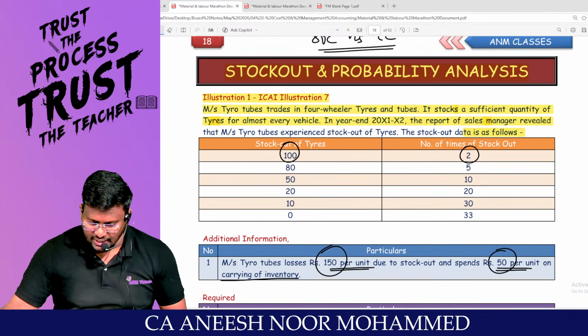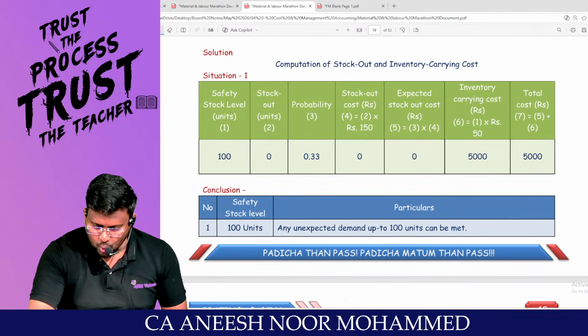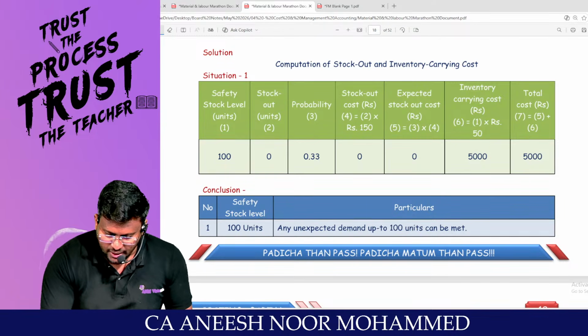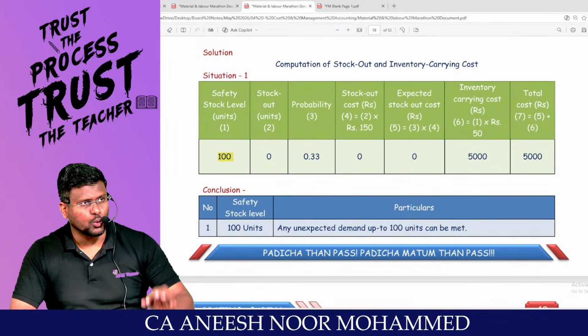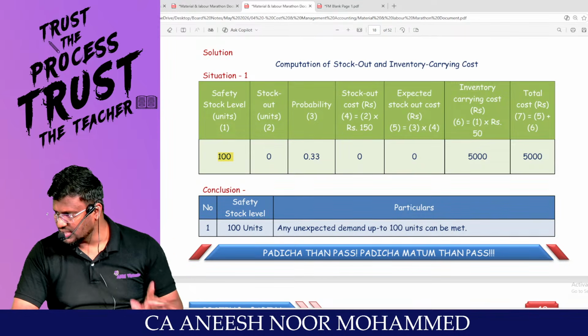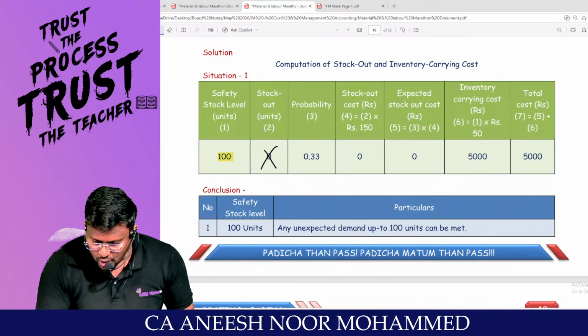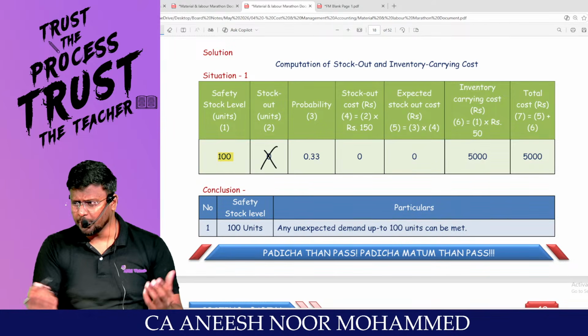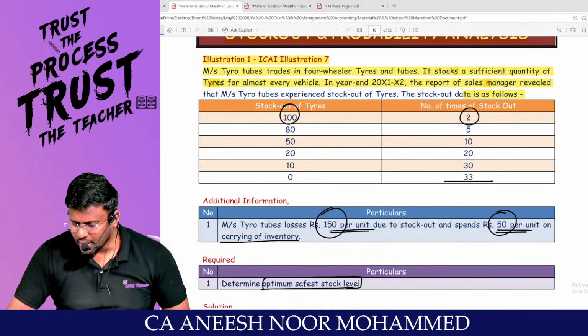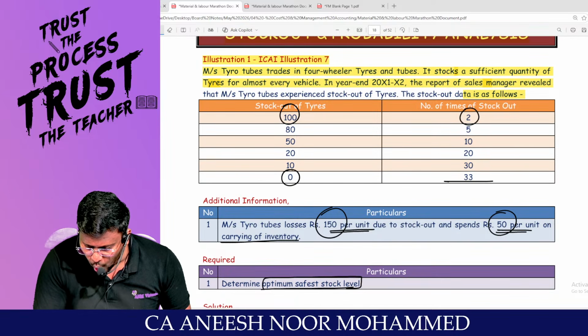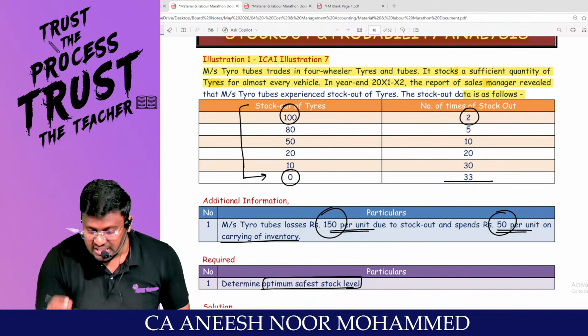Situation number 1: they are saying that 100 tires, 2 times they may come and ask. Quickly, I'll be explaining. If you believe that and keep 100 tires as safety stock, there won't be a situation of stock out at all. Sir, what is the probability of that happening? Look here, man. Sir, 0. 0 means 0 stock out.